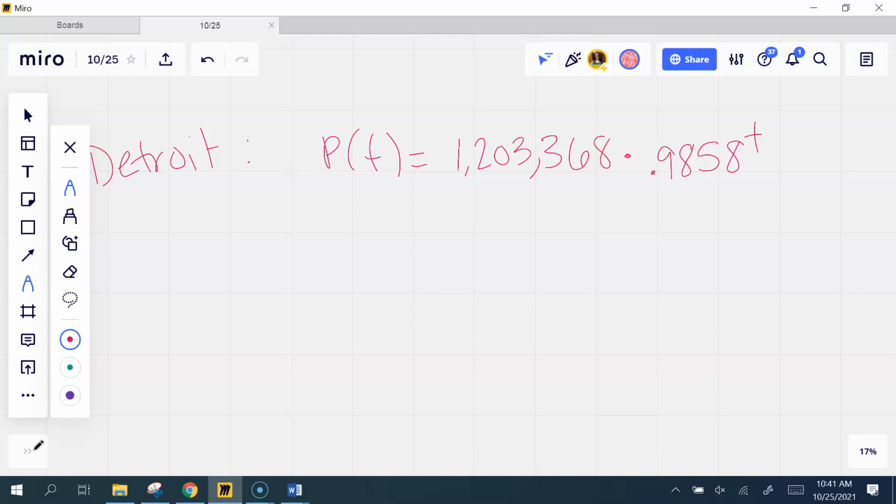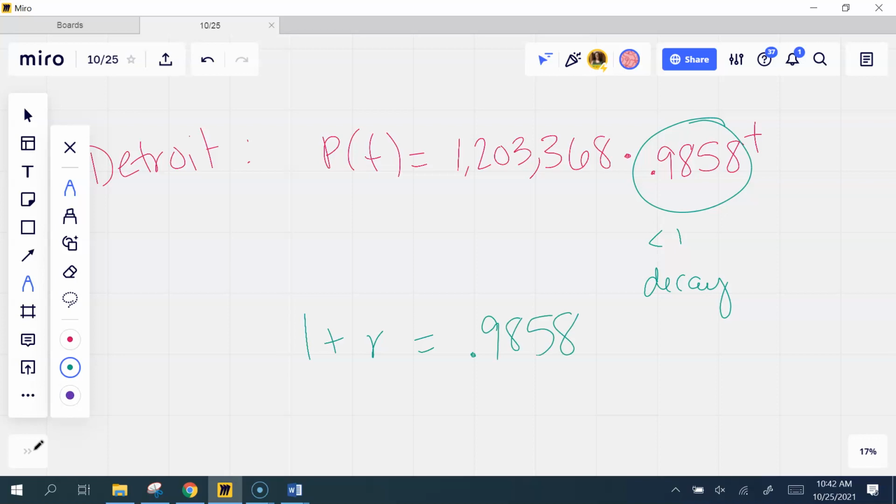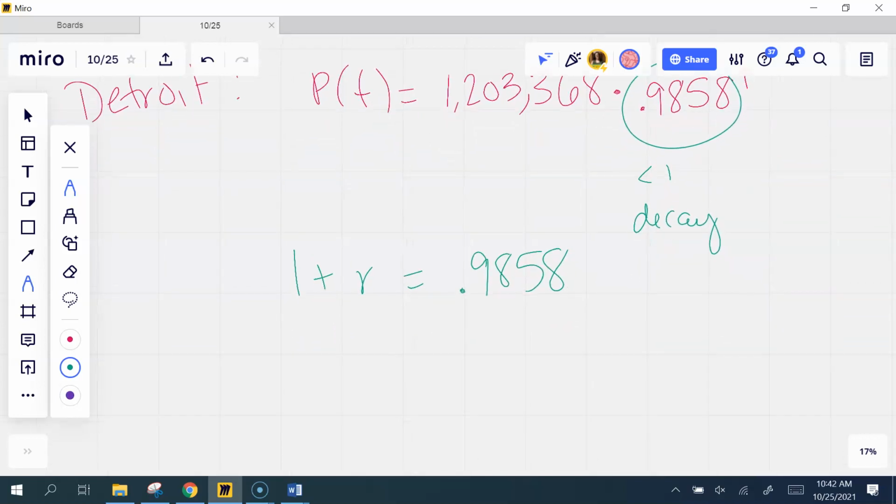Population. When we started modeling the population, it was 1.2 million. Has the population increased or decreased? Decreased. How do you know? This is less than one. So because it's less than one, that tells me I'm in a decreasing, decay type situation. At what rate has it decreased each year? How do you know? This 1 plus the rate gives me 0.9858. So how do I find out what that rate actually is?